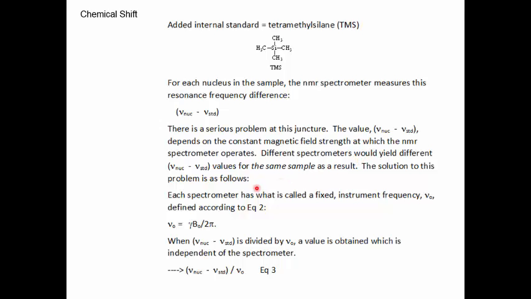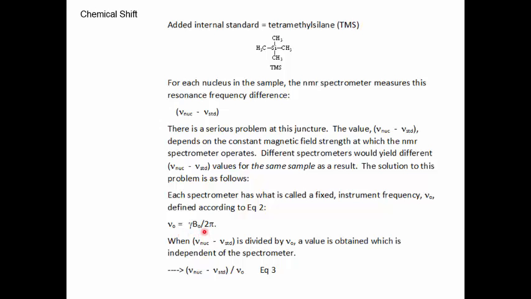Well, the solution to the problem is as follows. Each spectrometer has what's called a fixed instrument frequency, or nu naught. Nu naught is defined according to our equation 2 we saw previously. Nu naught equals gamma times the strength that the instrument operates at, the applied magnetic field strength, divided by 2 pi. So the instrument knows the value of the strength of the magnetic field, and it can easily, with its computer, calculate the value of nu naught.